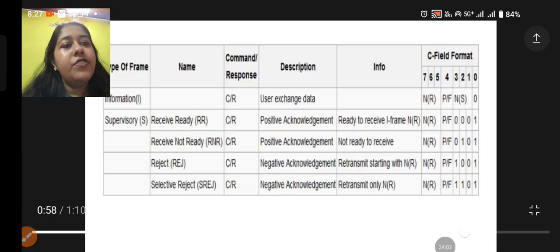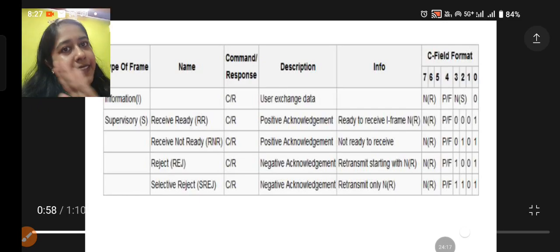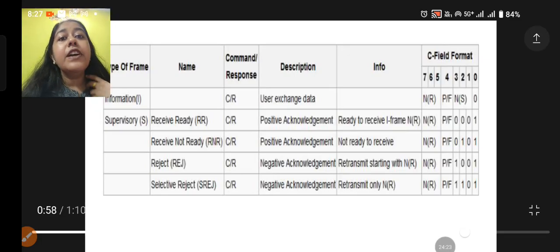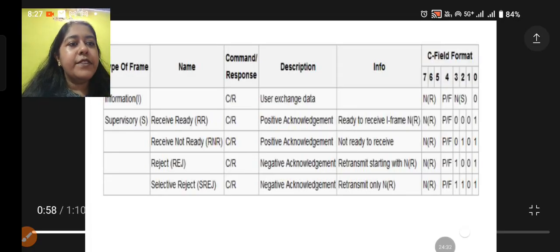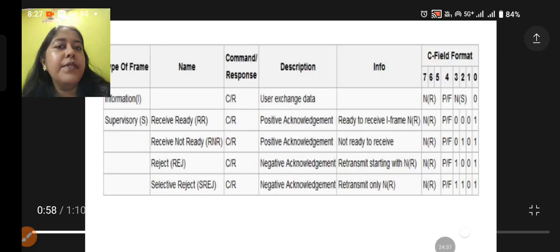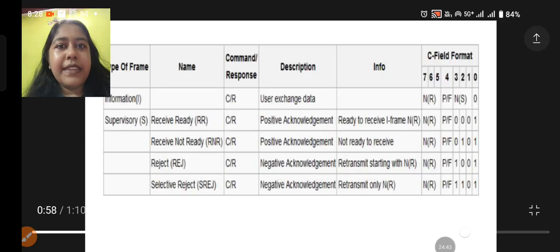Then reject, REJ: retransmit starting with NR. Selective reject, SREJ: retransmit only NR. So starting with NR, from whatever frame we are starting, you have to start with that particular frame and the whole sequence up to where the error has been detected. And here, retransmit only that particular frame which is having any kind of error. Okay, so here you can see the C field format is also given, where 0 1 etc. So this is the particular format showing how we use those things we have studied till now, your S frame, I frame, each and everything.